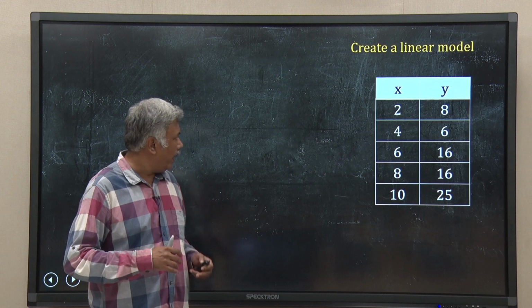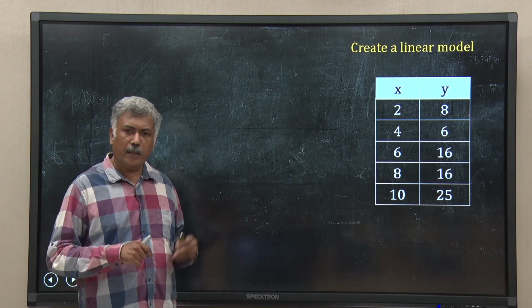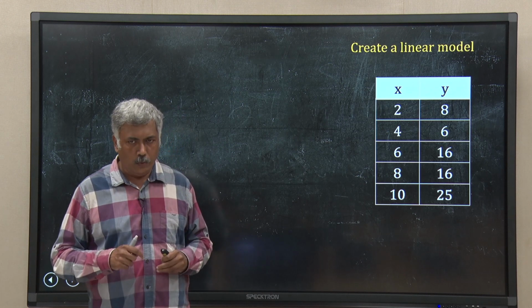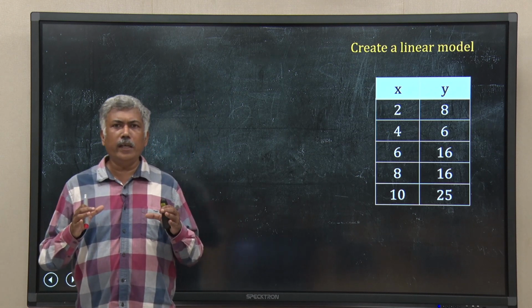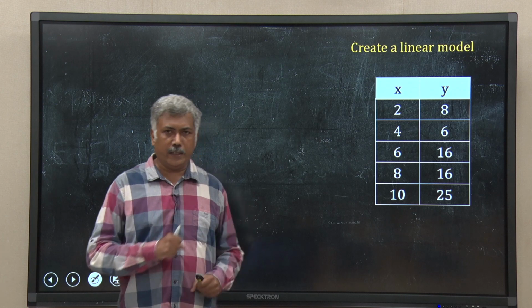Suppose I have a data set, and I have shown a data set here, 5 data points for 2 variables x and y. And I want to create a linear model out of this data set.